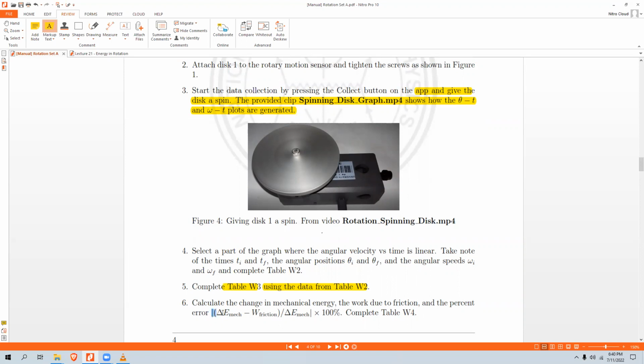So in table W4, you can complete the percent error by using this following formula. Instead of comparing a theoretical to an experimental data set, what we will be doing is comparing a change in mechanical energy to the work done by friction.